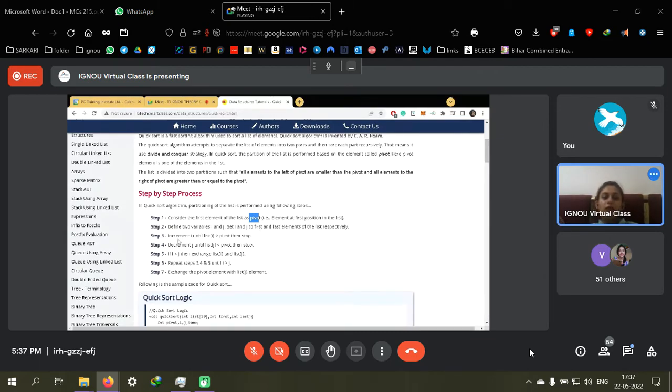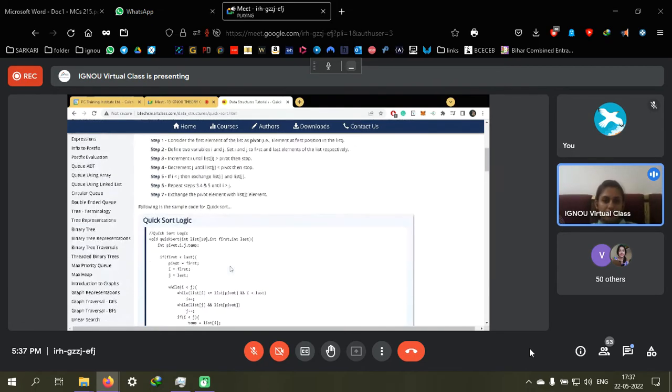Now, increment i until list of i is greater than pivot. When list of i is greater than pivot, then stop. Decrement j until list of j is less than pivot, then stop. If i is less than j, then exchange the values of list i and list j and repeat this step. So let's do one example.